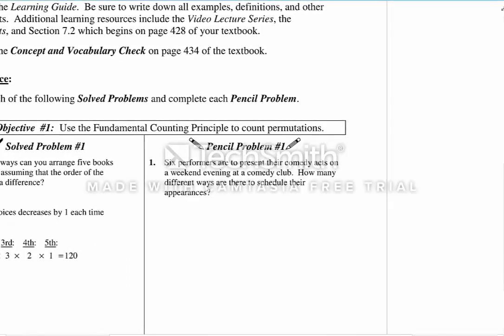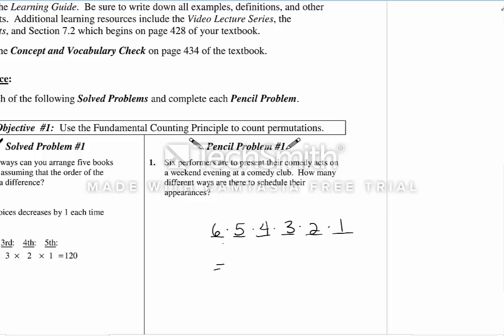So number 1 says 6 performers are to present their comedy acts on a weekend evening at a comedy club. How many different ways are there to schedule their appearances? So we're going to look at it kind of like the license plate problems before, 6 different slots for them to appear in. The first slot, there's 6 different options. And then once a person has been placed into the first slot, then we only have 5 remaining. And then 4 after that, and then 3, 2, and then 1.